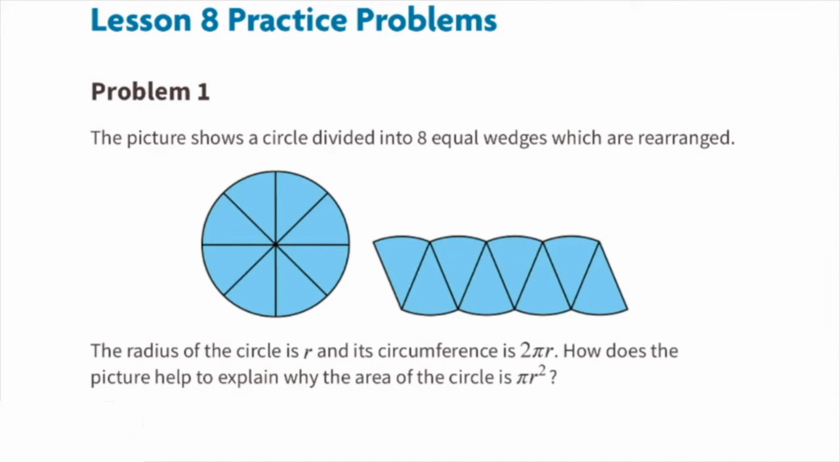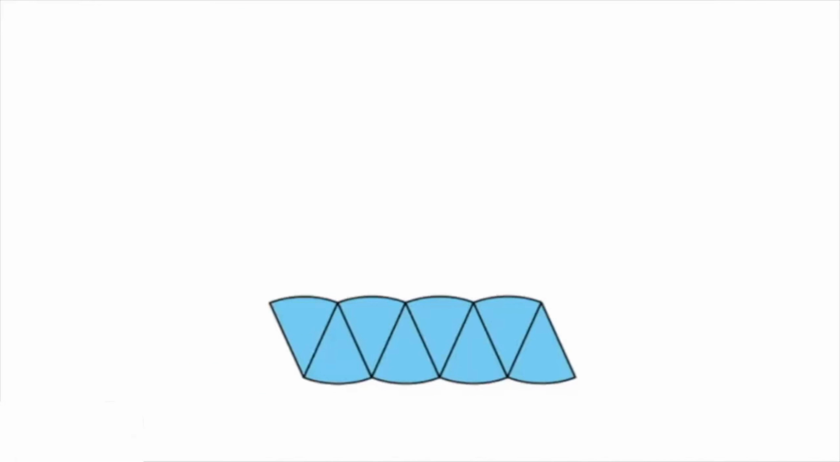Open Up Resources, Illustrative Mathematics, 7th grade, Unit 3, Lesson 8, Relating Area to Circumference. Problem number 1. The picture shows a circle divided into 8 equal wedges, which are rearranged. The radius of the circle is r, and the circumference is 2 times pi times r. How does the picture help to explain why the area of the circle is pi r squared? This shape has the same area as the circle. This is more like a rectangle. And it looks even more like a rhombus.